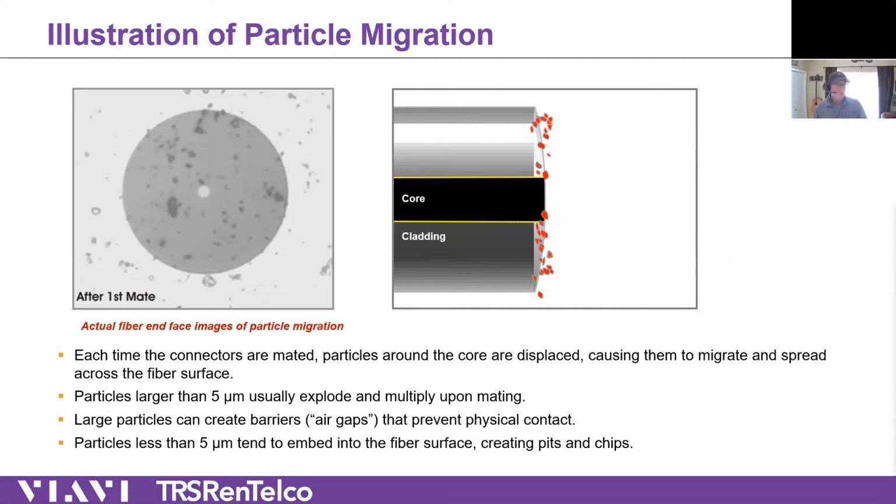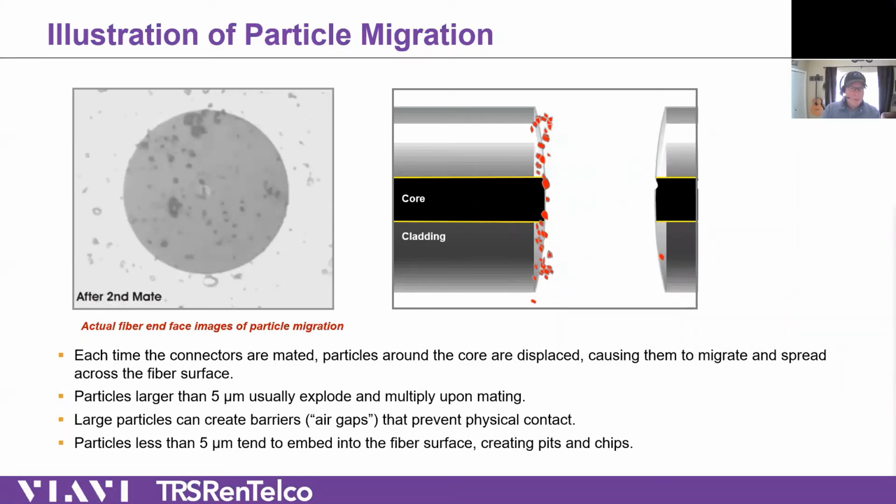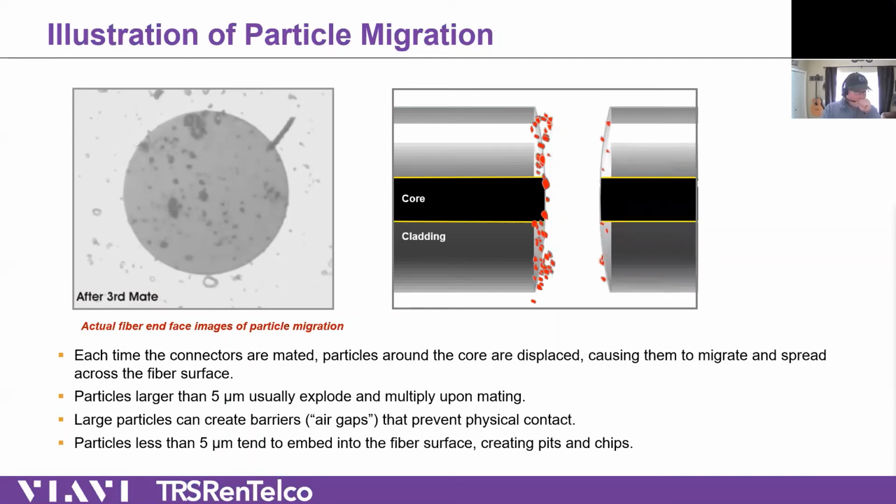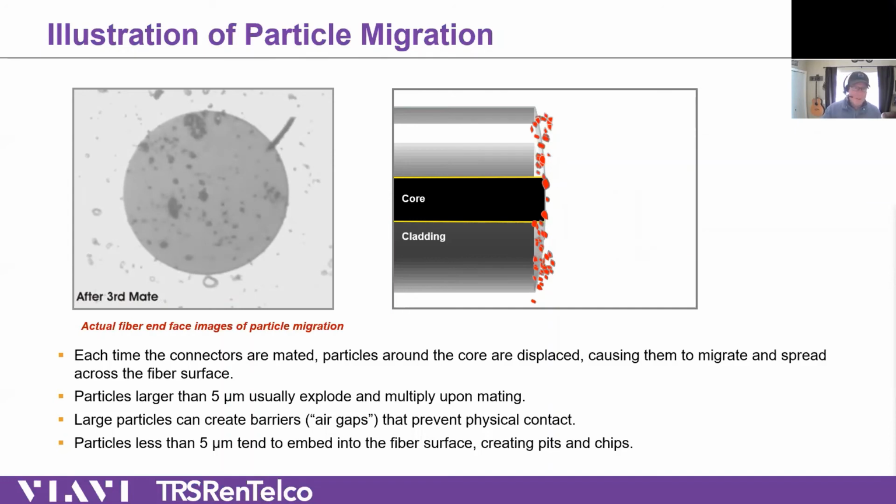If they're small enough, it's going to embed them in the glass. Since this glass is bendable and pliable, it's relatively soft, so it's going to embed them, creating permanent damage. You plug it in another time, it's going to move them around if they're the big ones, and break them again and embed them again, and so on and so on. So this is the reason dirt is a huge problem.